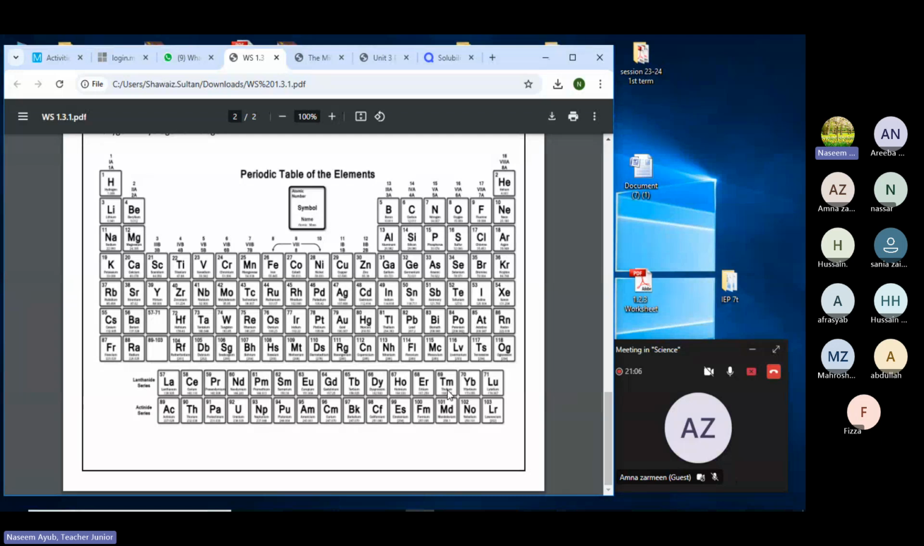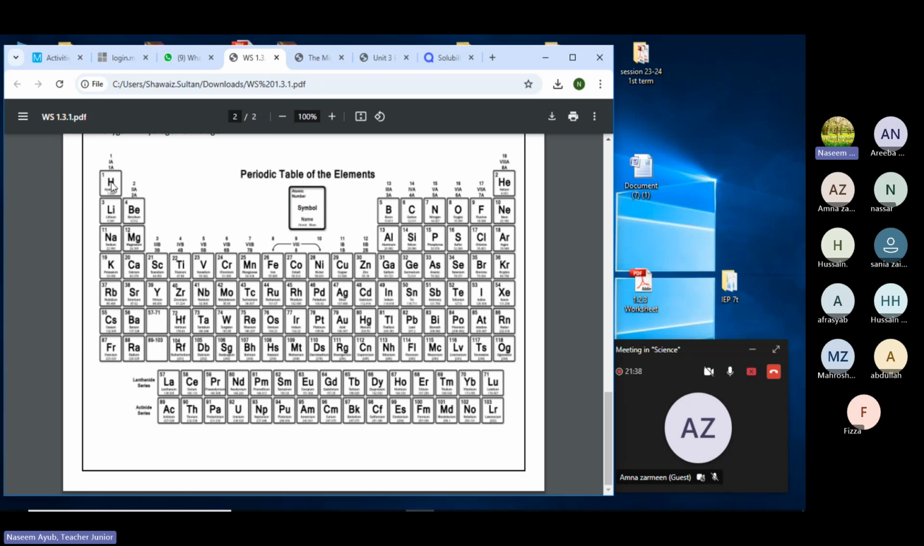Here you can see that they are numbered 1A, 2A, and then 3B, 4B, 5B, 6B, and then 3A. Basically, according to the modern periodic table, this B series is the series of all transition metals. That we are not including in our group numbers for today. Whenever we are talking about group 1, it's 1A, we are just taking the A series, we are not taking the B series.